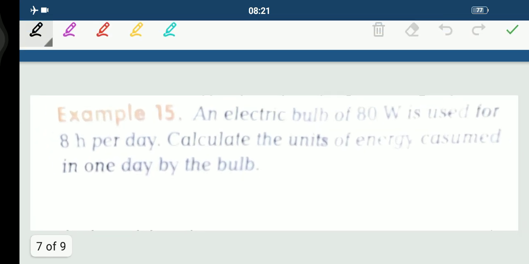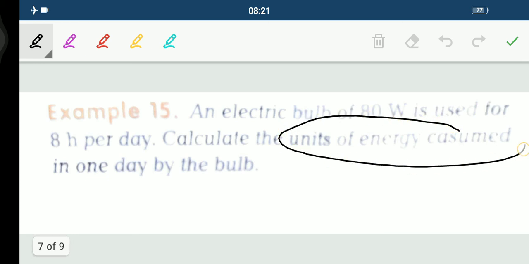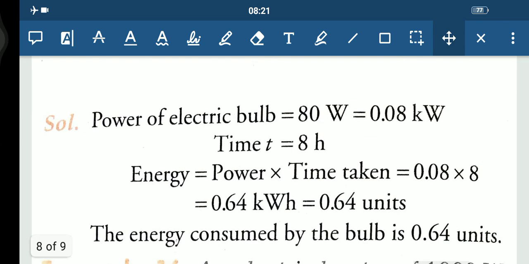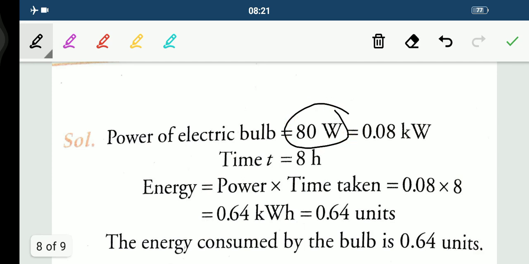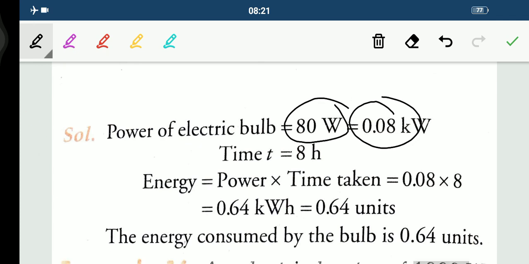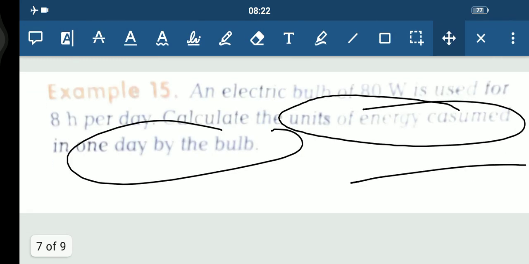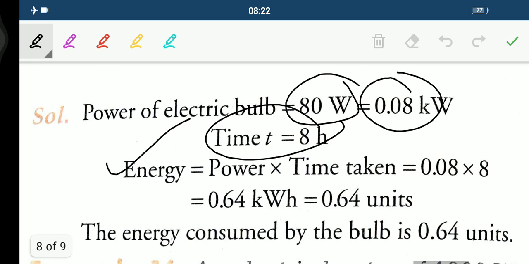Similarly, we'll be doing one numerical here. An electric bulb of 80 watt is used for 8 hours per day. We need to calculate the units of energy consumed in 1 day by that bulb. Okay? So see here, the power of the electric bulb is given to us, that is 80 watt. If we convert it into kilowatt, then it becomes 0.08. Okay, bachche? Time is given to us. So how will we calculate the energy? Simple, bachche. We just need to apply the formula, that is energy is equal to power into time. After applying the formula, we have got the answer, that is 0.64 units.